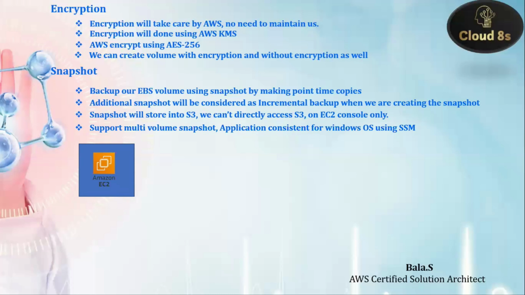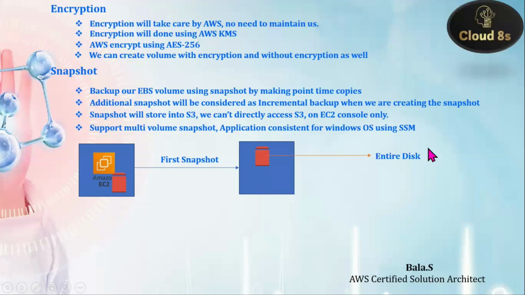So basically, if I have one of the EC2 instances, I have one EBS volume. What I'm going to do is take a snapshot for the first time. So for the first snapshot, what will happen? Whatever data is available on the particular EBS volume will be captured into the first snapshot. So basically, we can consider it as the entire data disk.